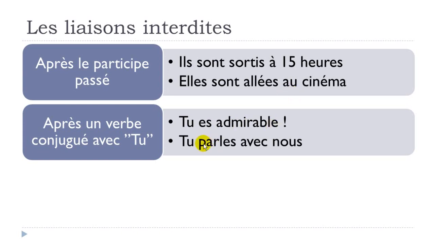So in that case, if you look at the sentence, you get first your subject, so tu, and then here you get es, and so this is the verb être, the second person of the singular, so tu es admirable.